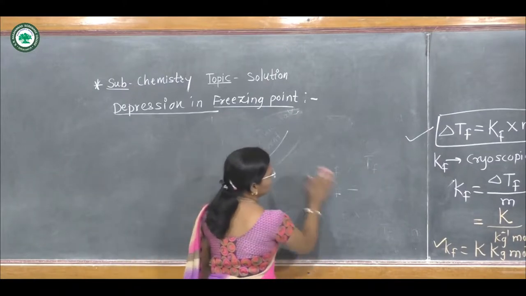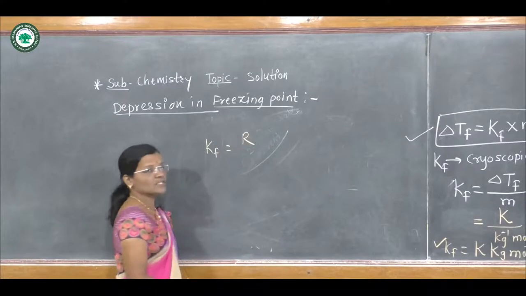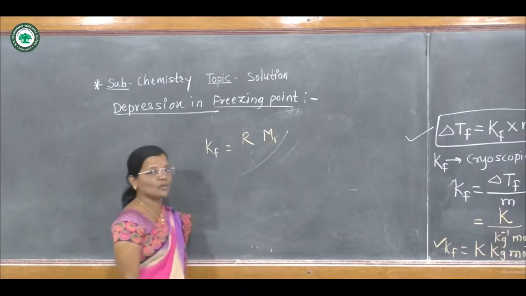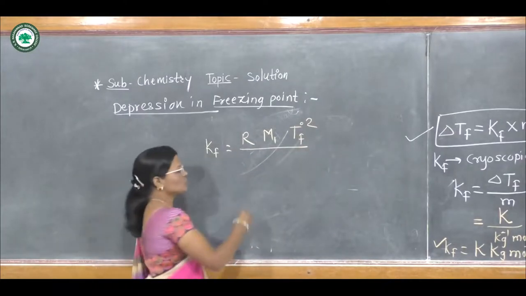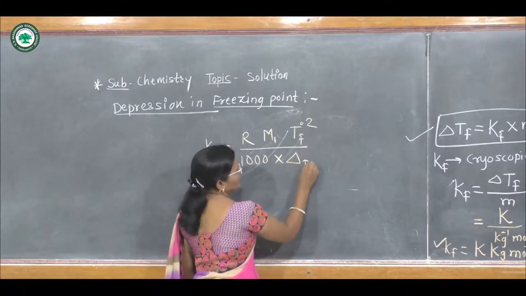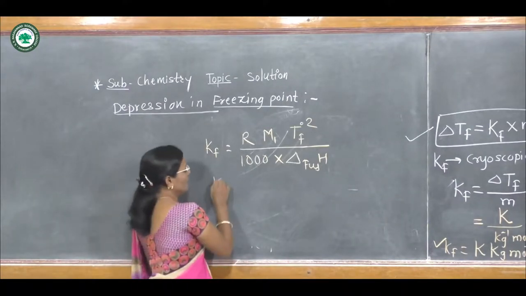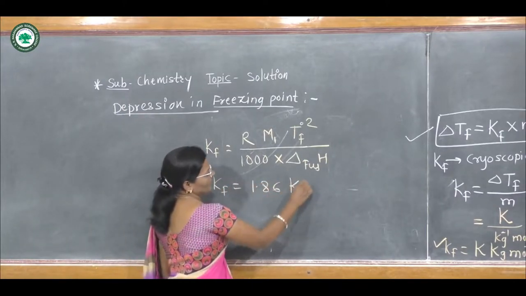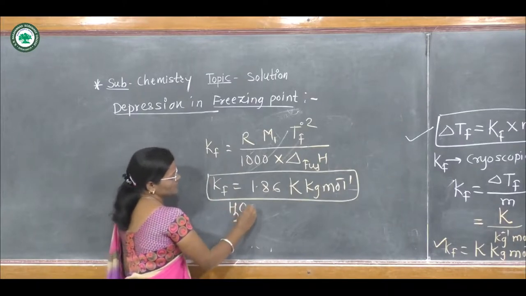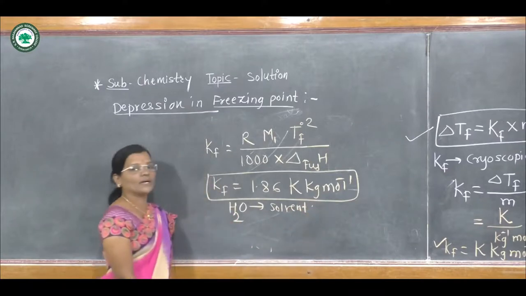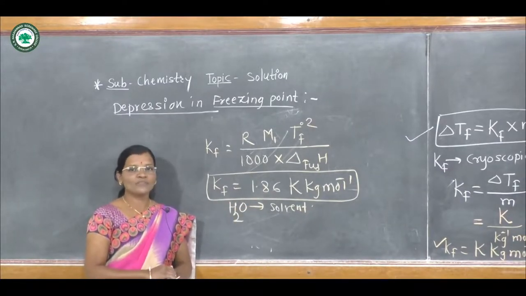Now there is one formula to obtain the value of Kf. The cryoscopic constant Kf is equal to R, the gas constant, into M1, the mass of solvent, into Tf squared, the freezing point of the solvent, divided by 1000 into ΔfusH, that is the enthalpy of fusion. From this equation, the value of Kf is found to be 1.86 Kelvin kilogram per mole when water is the solvent. Generally water is used as a solvent, so Kf is equal to 1.86 Kelvin kilogram per mole. That value we have to remember.